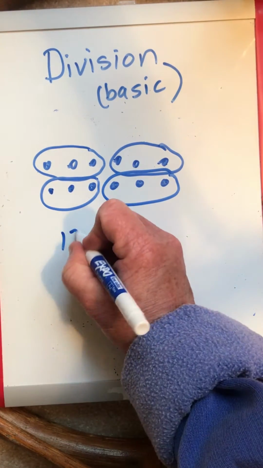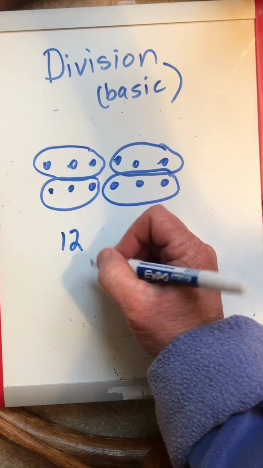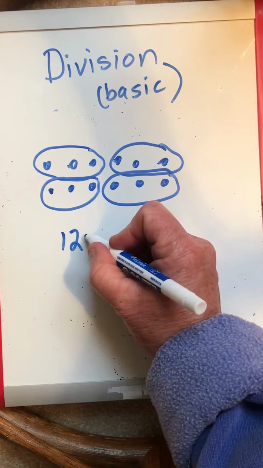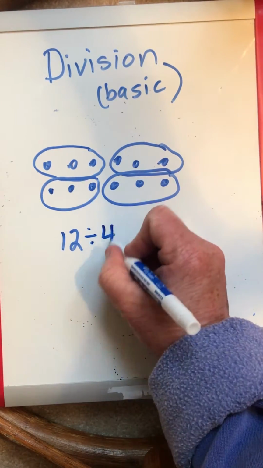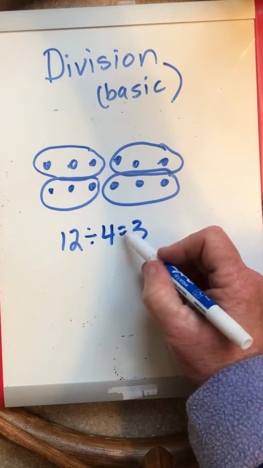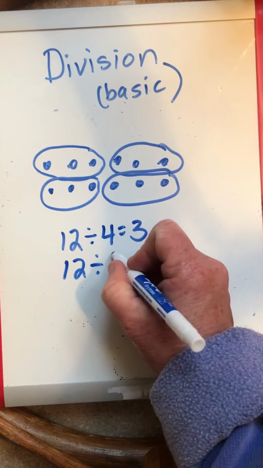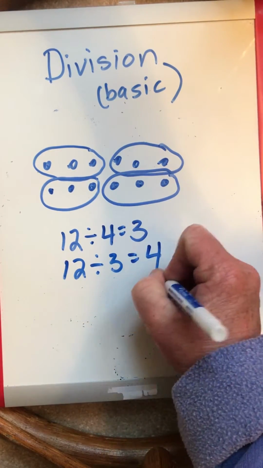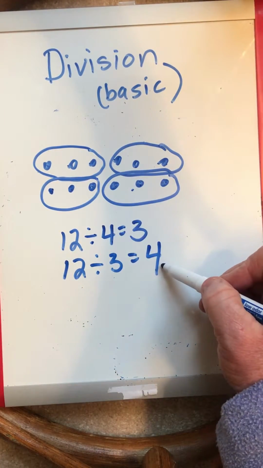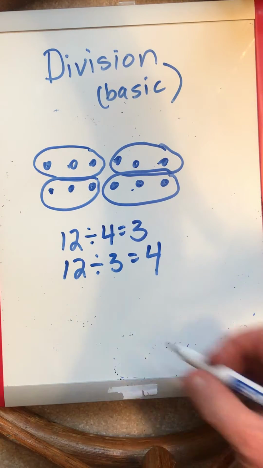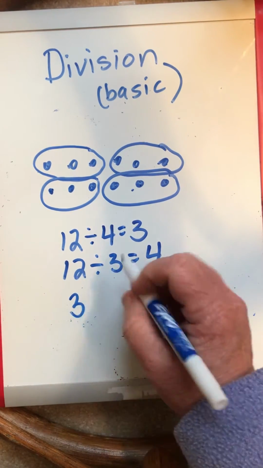So how can I show this in an equation? I could say 12 divided by 4 equals 3. So divided into 4 different groups, I get 3 in each group. Or I could say 12 divided by 3 equals 4. I put 3 in each group. How many groups do I have? I have 4.